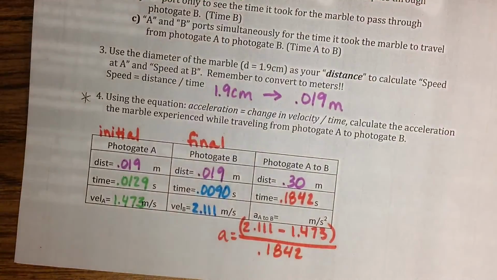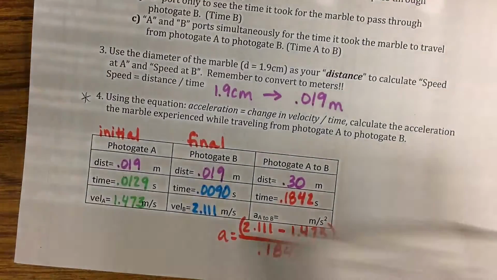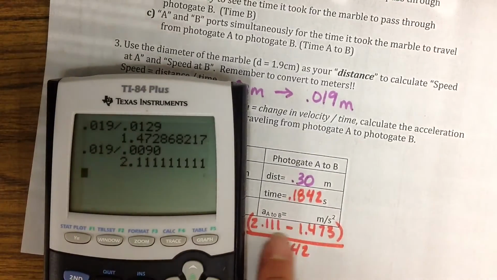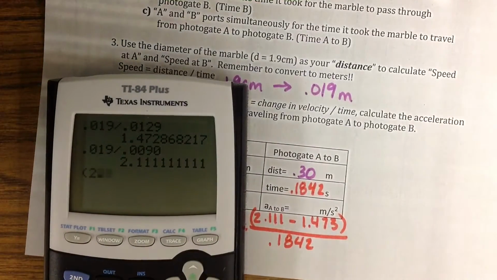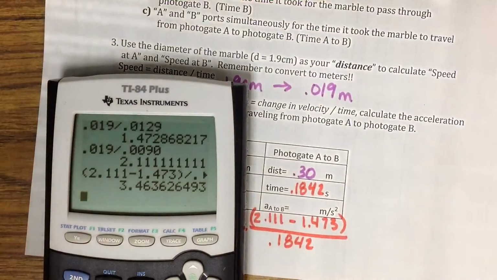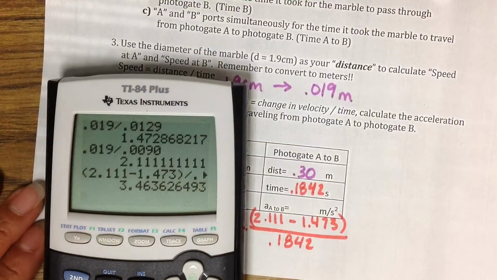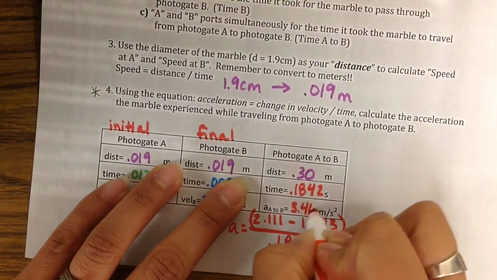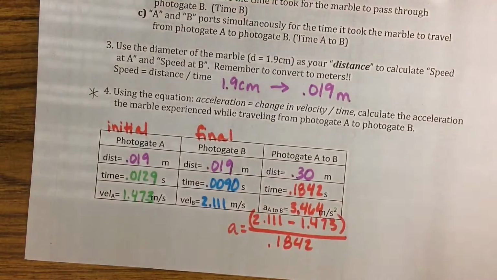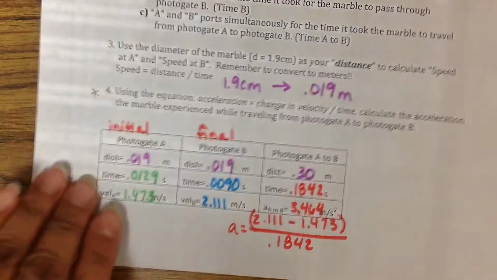You may type this all into your calculator as one entry. If you are not comfortable with that, then I need you to calculate this numerator first and then divide by your time. All right, and once again, we are going to take this answer and round it to the 4th place. So my answer will be 3.464. And then we're going to use these numbers in order to create our graph on the back of the handout.